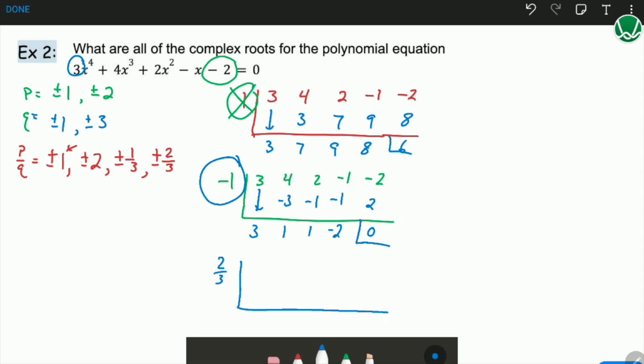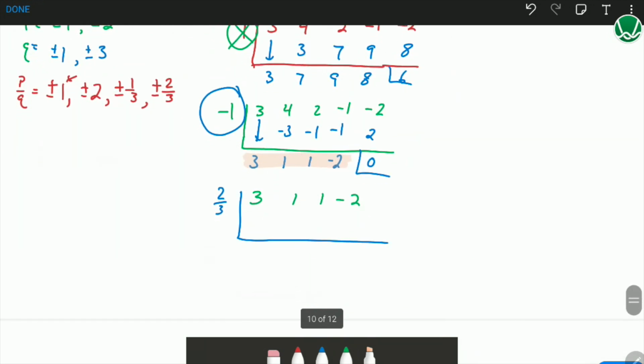So we'll try 2/3. And we don't have to go back to the original. We can just use the coefficients from our last synthetic division and just continue the process. 3, 1, 1, -2. Dropping our first number down. 2/3 times 3 is 2. Add it up, we get 3. 2/3 times 3 is 2. Add it up, we get 3. 2/3 times 3 is 2. Added up, we get 0. So we do have a remainder of 0.